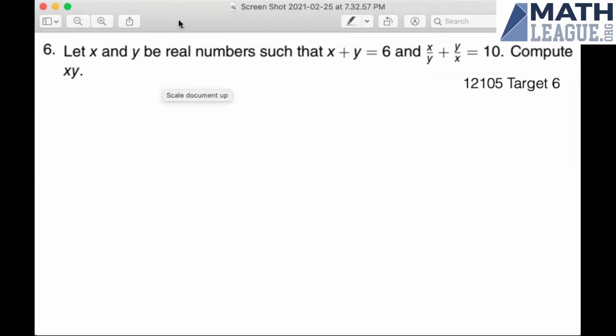We'll be talking about Target Problem 6 from the February 2021 high school test release 12105. All right, so in this problem, as you can see, we want to let x and y be real numbers such that their sum is 6 and x over y plus y over x is equal to 10, and we're tasked with computing xy.